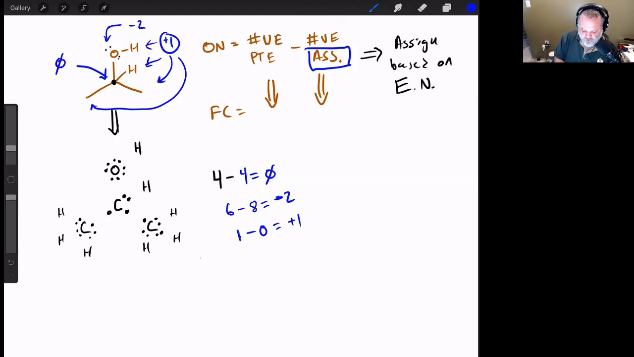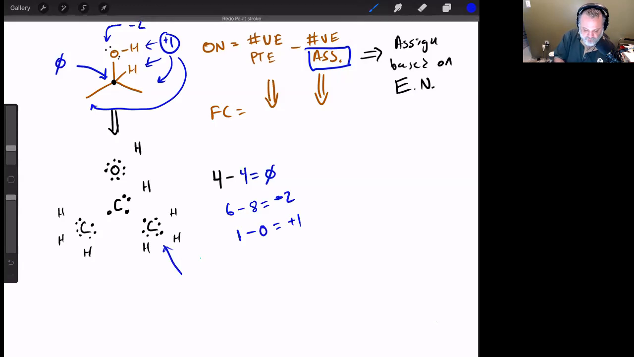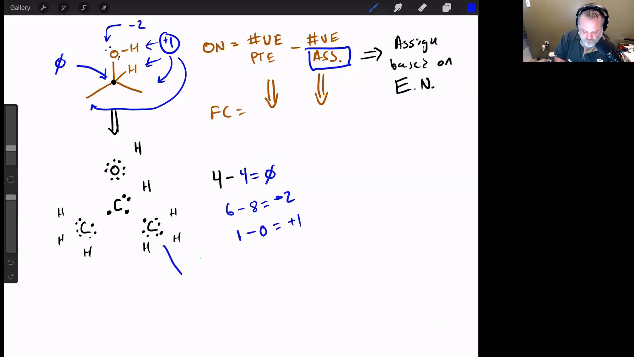Now the final 2 carbons, what about those guys? The final 2 carbons have been assigned 1, 2, 3, 4, 5, 6, 7. And so it's 4 minus 7. The oxidation numbers of those carbons would be -3. -3.